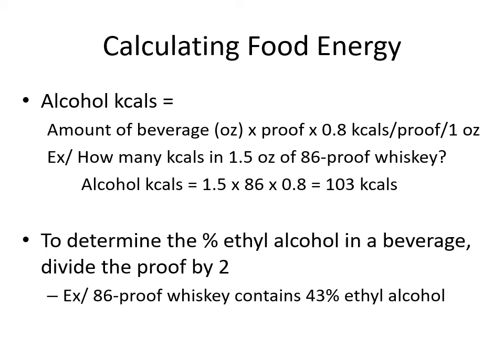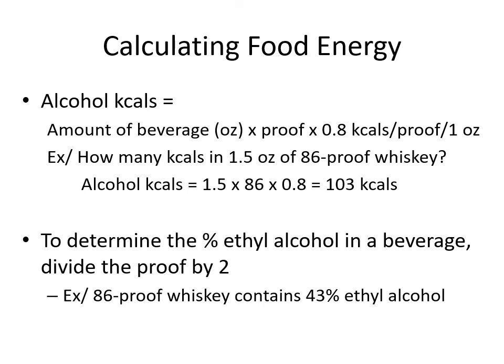Now looking at alcohol, the way we can calculate the calories in alcohol is the amount of the beverage in ounces times the proof times 0.8 calories per proof per 1 ounce. So for example, how many calories are there in 1.5 ounces of 86 proof whiskey? We would take 1.5 times 86 times 0.8, which tells us there are 103 calories in a shot of 86 proof whiskey.